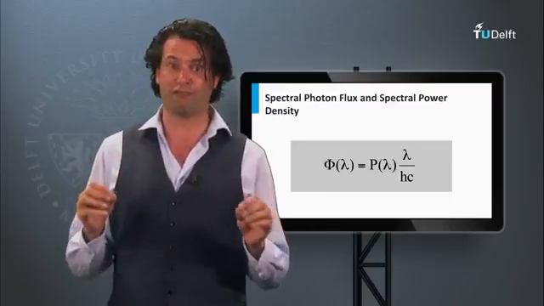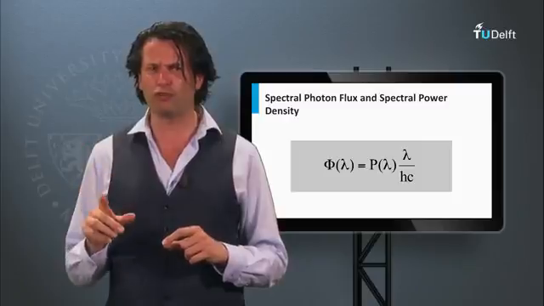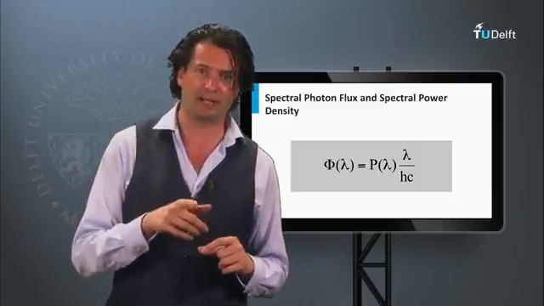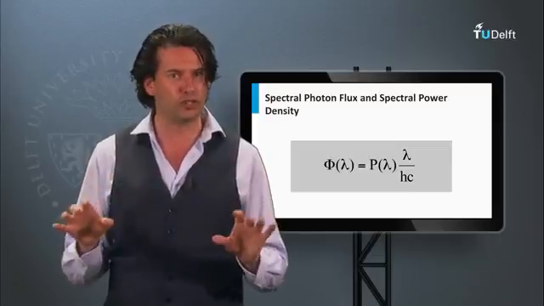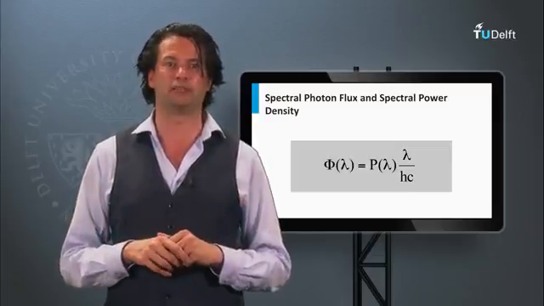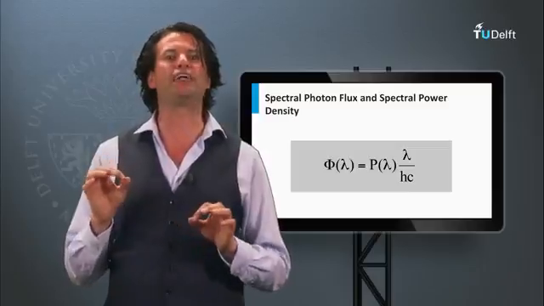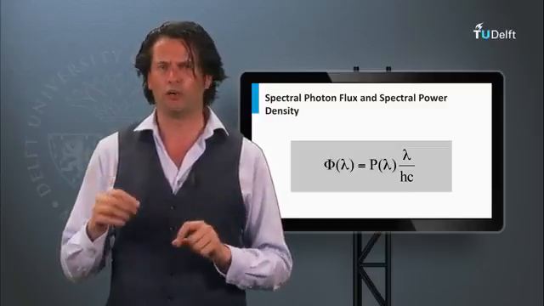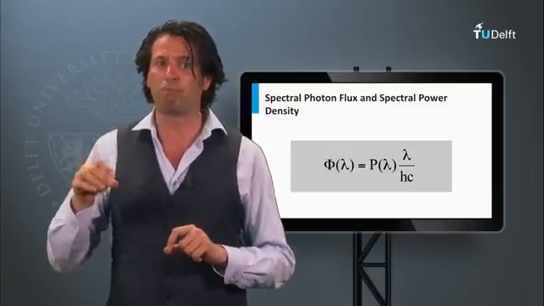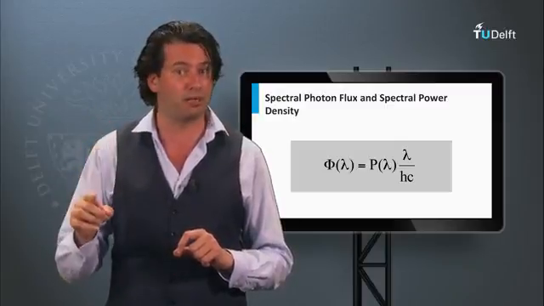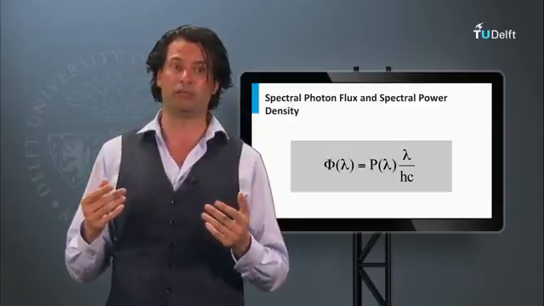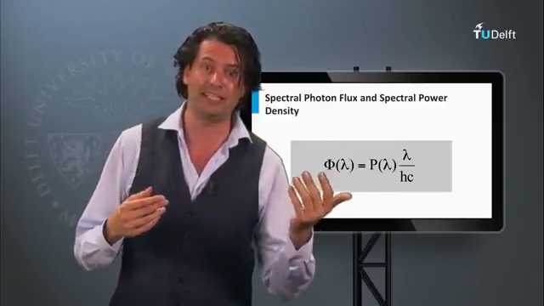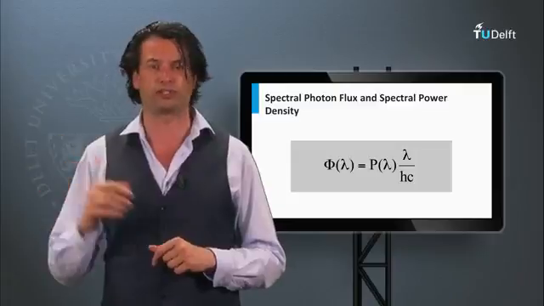The photon flux phi is the amount of photons per time per area. Similar to irradiance, the photon flux does not contain any spectral information. For that, we define the spectral photon flux, which is the amount of photons per unit area, per time, per wavelength range. What is the relation between the spectral power density and the spectral photon flux?